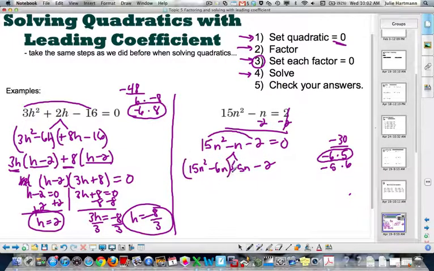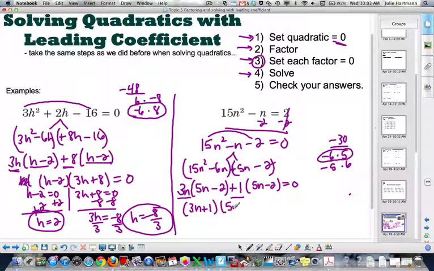Now we group it. Here, I can take out a 3 and an n. 15 divided by 3 is 5, and I have 1 n left over there. 6 divided by 3 is 2. On this side, plus 1, and I have a 5n minus 2. 3n plus 1, I can take that out, and what's left is 5n minus 2.